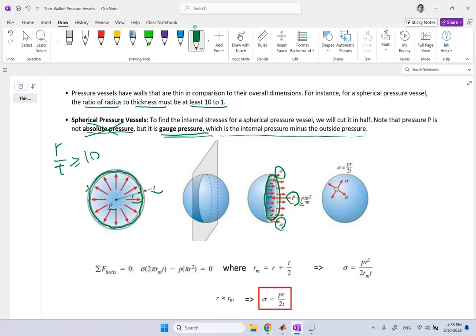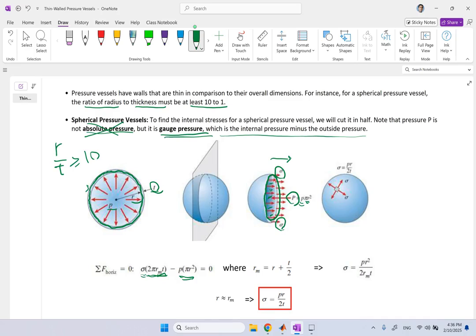Now, how much is the area of this donut? Well, the thickness of it is t, the radius of it is r, or in this case rm. I tell you what rm is. So 2 pi r, the circumference of it, 2 pi r times t, that's the area, which is what you can see here. So that is the area of that disk multiplied by sigma. That's the total force to the right. P times pi r squared is the force to the left. You set them equal. Now, what is rm?